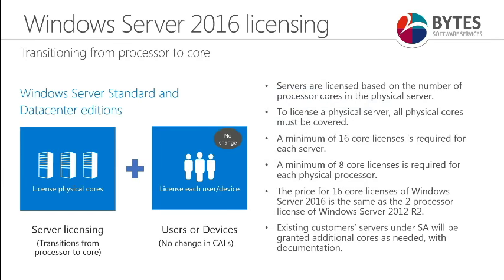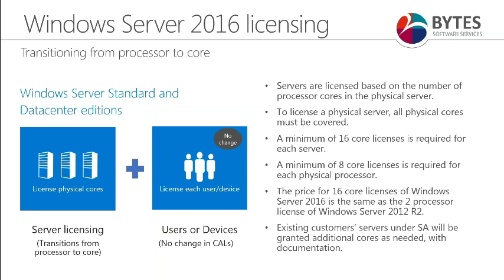Now the major change is Microsoft are moving from a processor-based licensing model to a core-based licensing model, similar to how they did with SQL Server back in 2012. So you need to license your servers based on the number of processors in the server, but also the number of cores per processor. So there is a minimum of 8 cores per processor, or if you've got a single processor server, it has a minimum of 16 core licenses required to license that server.